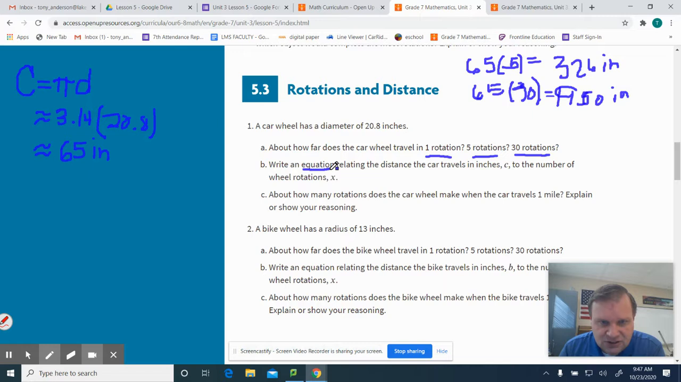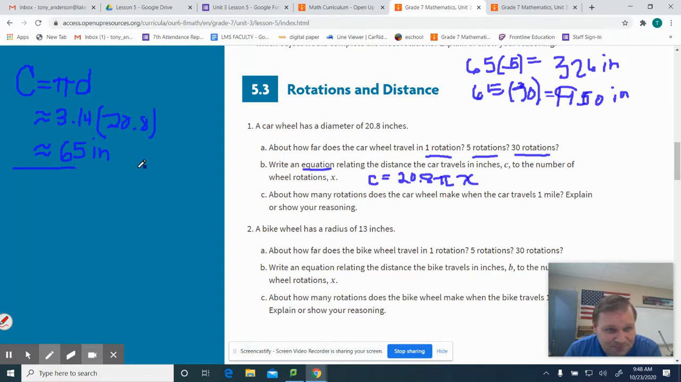Now I want us to pay attention to this question on B. It says we want to write an equation. That means we've got to have an equal sign. It says we want to relate C, which means car, not circumference in this case. We want that to equal something. How did we find how far the wheel traveled in so many rotations? Well, what we had to do was, in this case, we had the diameter, which was 20.8. We multiplied that by pi to find the circumference, but then we multiplied that by x, the full number of turns. So this is the equation that you should have for this one.